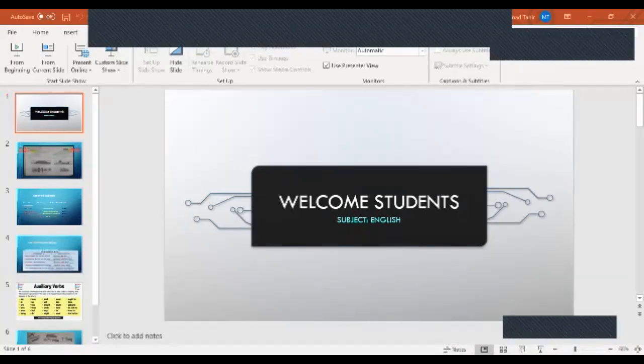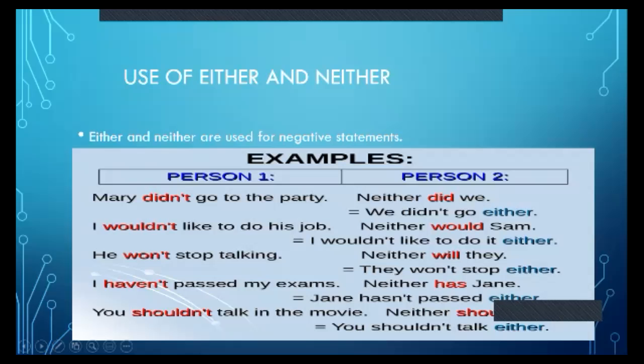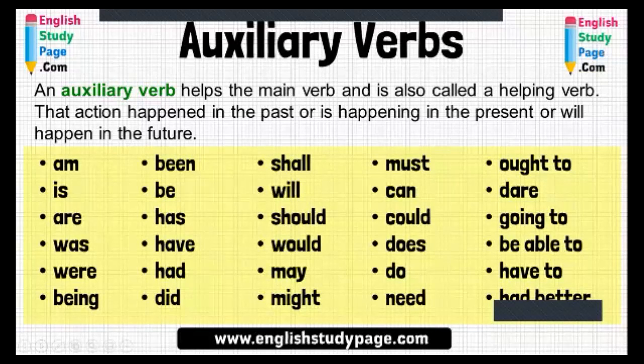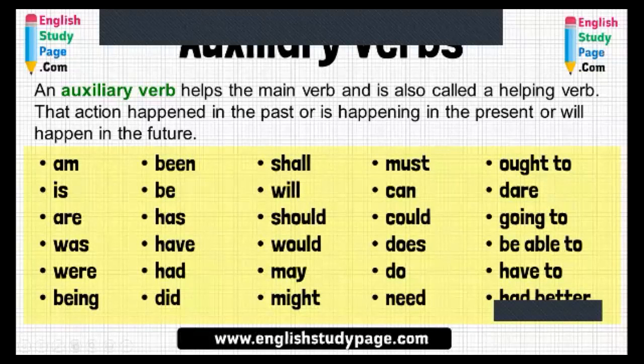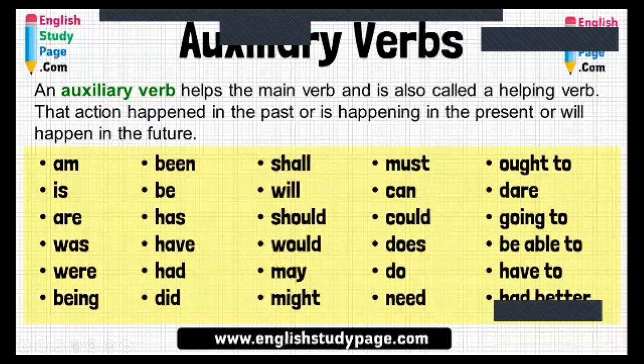Now these are the auxiliary verbs. I just wanted to tell you these are the auxiliary verbs, as this lady mentioned in the video, right? Let me tell you the auxiliary verbs. Auxiliary verbs are basically the helping verbs as well. The action happened, and those verbs show that those things happen in the past, in the present, or will happen in the future.